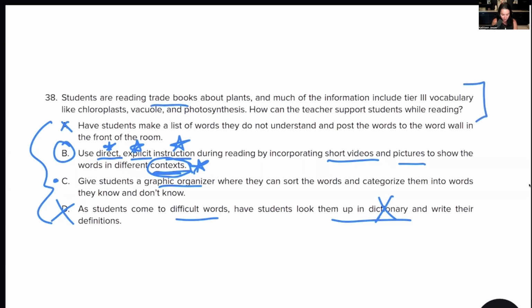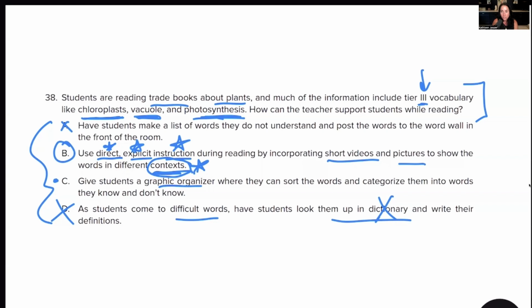Students are reading trade books about plants, and much of the information includes tier 3 vocabulary like chloroplasts, vacuoles, and photosynthesis. Okay, a couple things going on here. Trade books are informational text where students read about things like photosynthesis, and they have pictures and graphs, and they really help students understand more complex ideas. And then it says tier 3 vocabulary. Tier 3 vocabulary is part of the academic domain, which means the vocabulary is very complex. Chloroplast, vacuole, and photosynthesis. These are specific to a certain content area. You're not going to see these in everyday reading. You're going to see these as tier 3 words, which means we have to go over these words specifically for science.